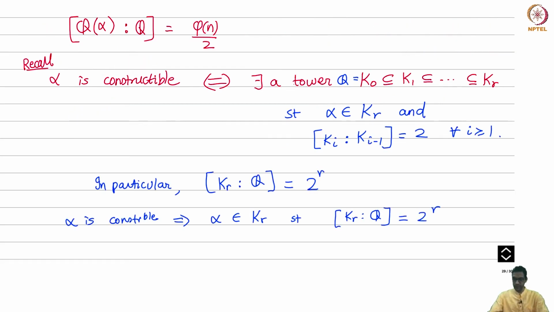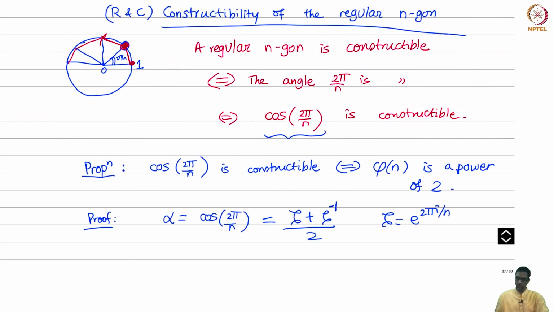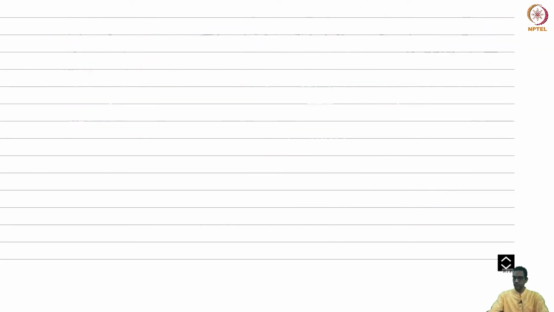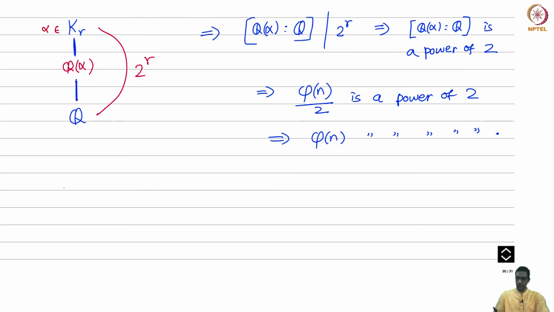So let's prove the converse. So let's go back. What did we want to prove? Cosine is constructible if and only if phi(n) is a power of 2. So we have shown one way implication. Now let's do the converse. If phi(n) is a power of 2, okay, so converse.